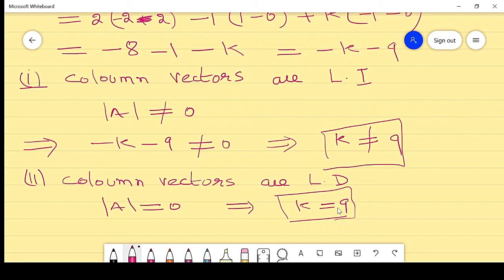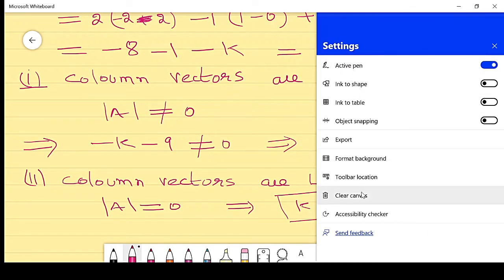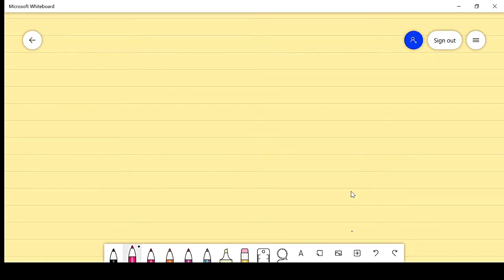Now last question of this lecture, which is very important and expected for examination. So going to last question, so just if I clear the whiteboard, so this is very important. Just understand the statement first.